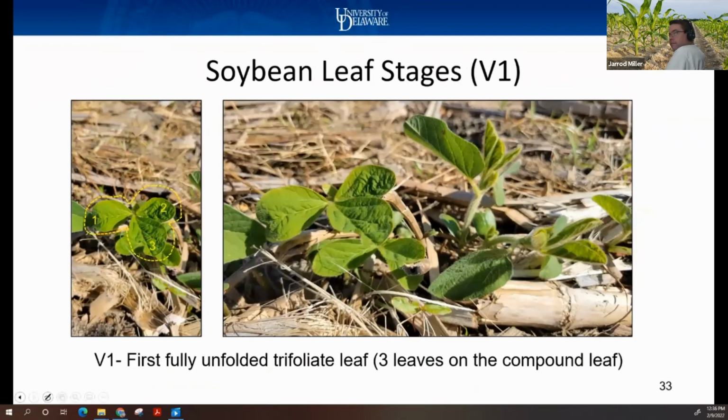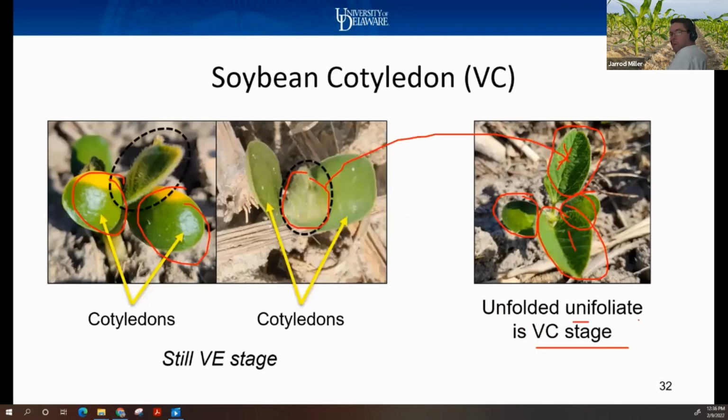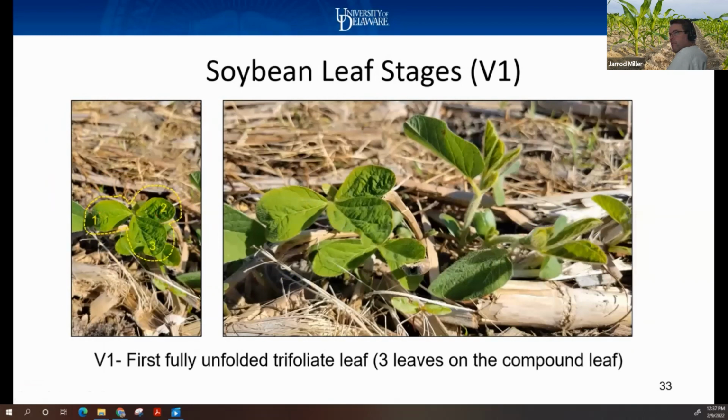So this stage is your cotyledon stage. It's an unfolded unifoliate. So we have trifoliates and we have unifoliates. And the difference is going to be we have 2 leaves come out. So your cotyledons come out first, 2 cotyledons, and this right here becomes a 2-leaf structure at the bottom of the plant. V1 is our first trifoliate. So 3 leaves on a compound leaf. 1, 2, 3 leaves. So here's your leaves on the bottom.